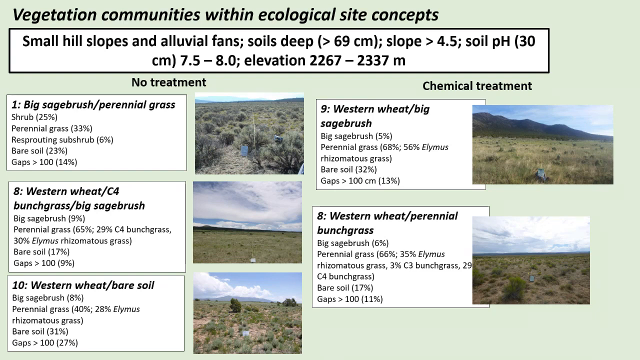But we see on this ecological site concept, our communities are dominated by a cool season rhizomatous grass rather than warm and cool season bunch grasses. And we see that chemical treatments to remove sagebrush with tebuthiuron have produced, relative to other treatments, low bare soil, and not a lot of large gaps, as well as consistently high cover of perennial grasses.